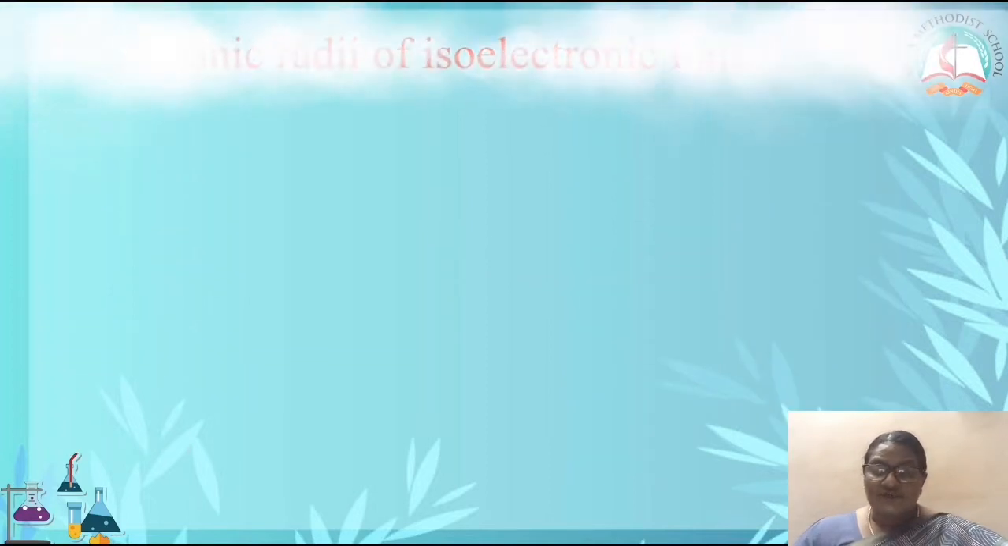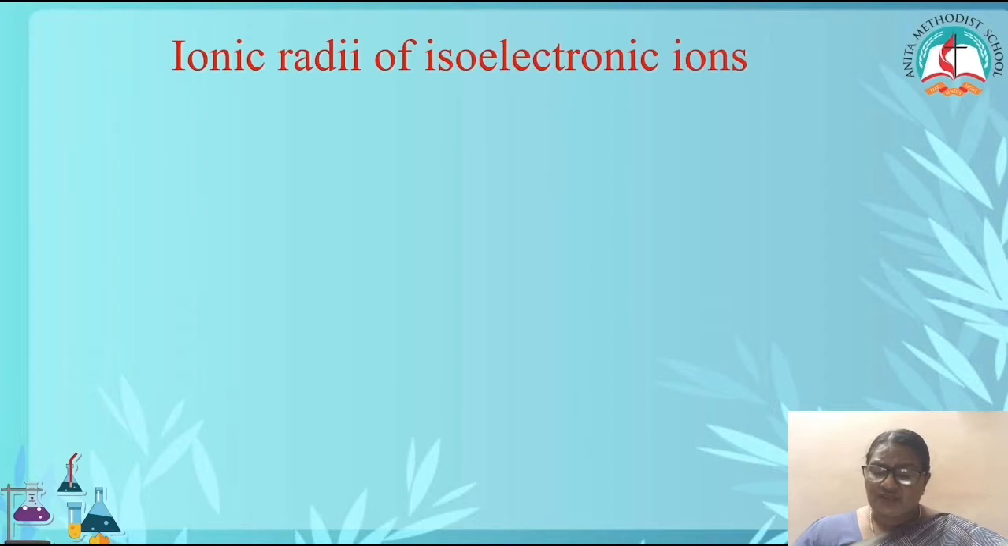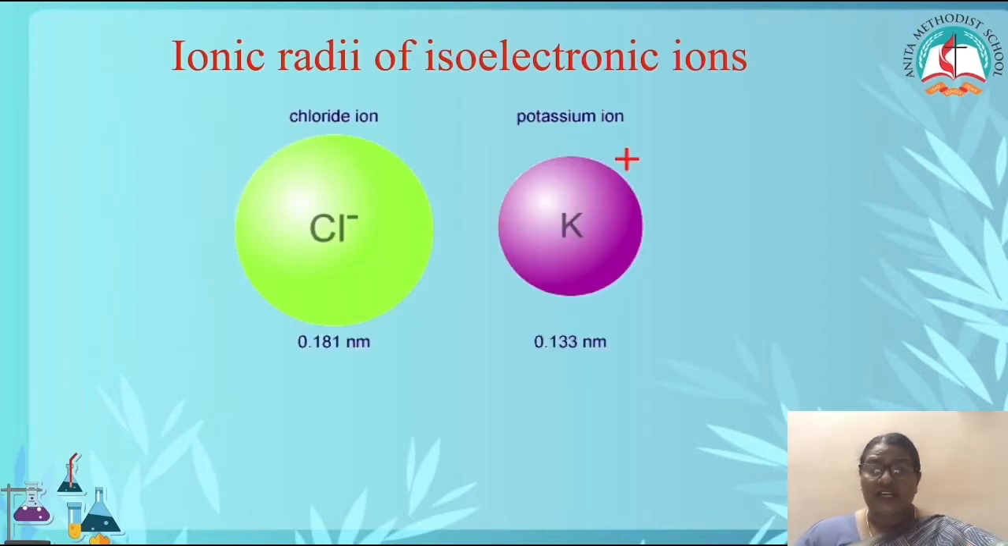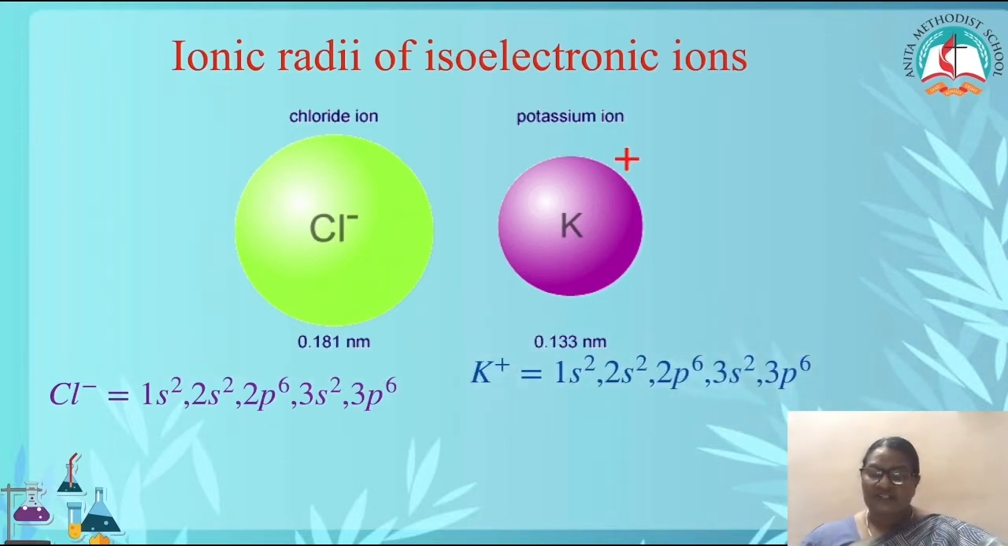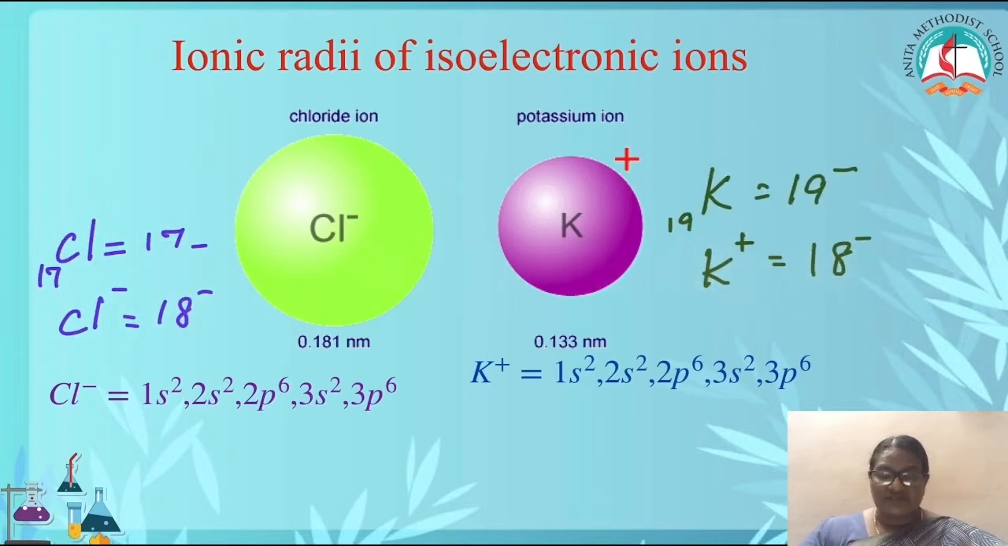Let us compare the size of the isoelectronic ions. First, what are isoelectronic ions? The ions having same number of electrons or having noble gas configuration are called isoelectronic ions. So here we have potassium ion and chloride ion. Chloride ion has got 18 electrons, and potassium ion also has got what? 18 electrons. Let us understand. Atomic number of chlorine is 17, so it has got 17 electrons. Chloride ion has got 18 electrons. In the case of potassium, the atomic number is 19, which has 19 electrons, but here the potassium ion has lost one electron to become positive, and there are 18 electrons.